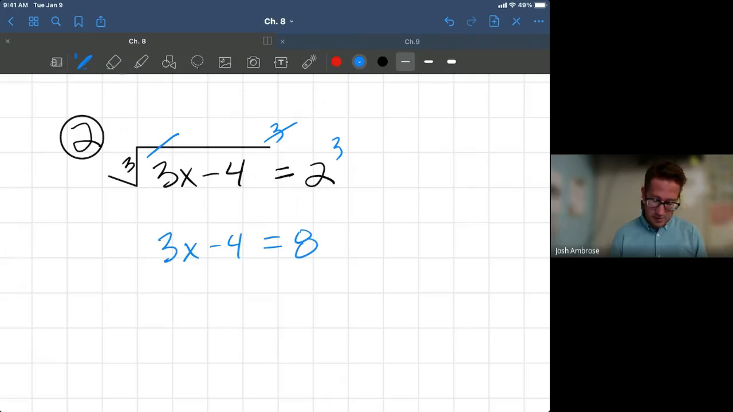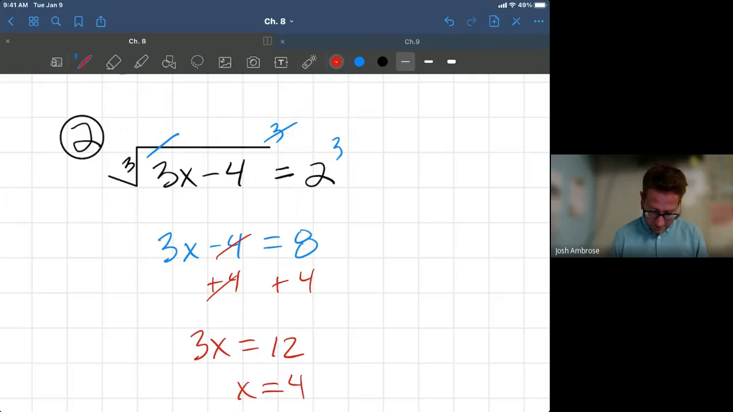Okay, and now we simply go through basic algebra here. All right, let's add 4. That crosses out, add 4. 3x equals 12. X equals 4. All right, so just go through the basic steps there.